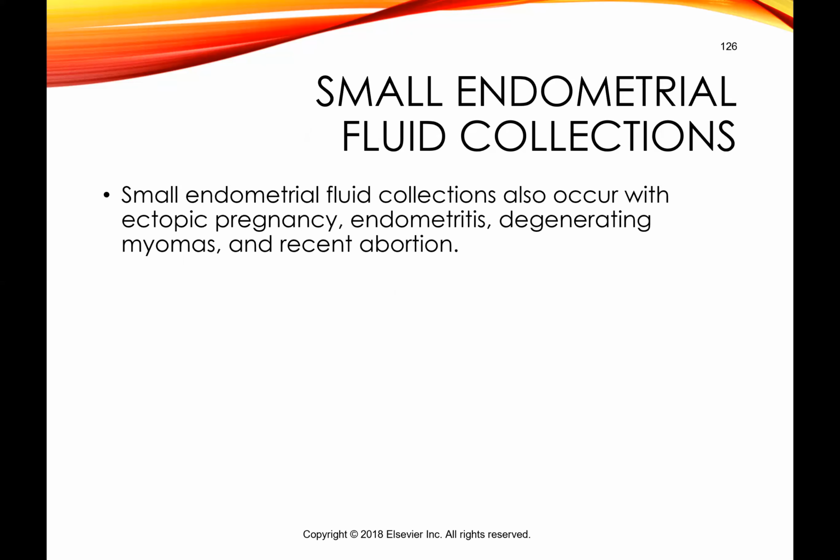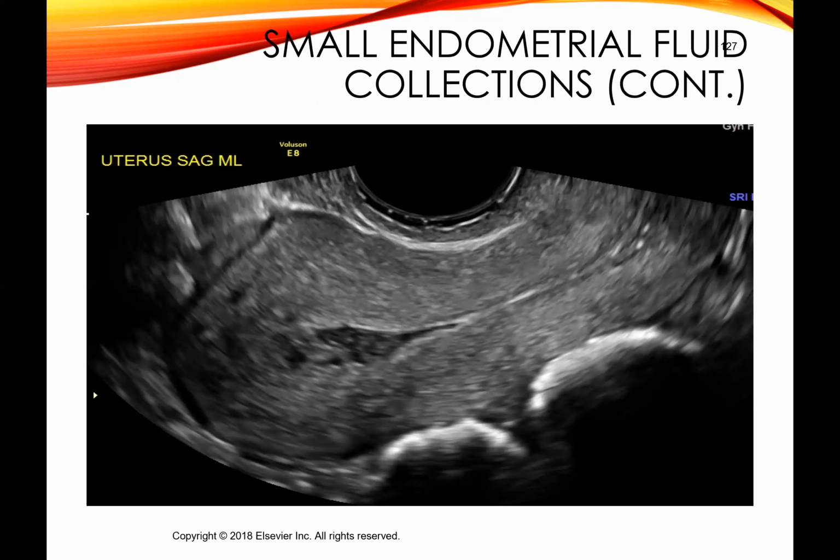Sometimes you can have a little bit of small endometrial fluid, and I've seen this quite a bit. Sometimes if a patient has just gotten done bleeding, they're going to have a little fluid in their endometrium. Other causes would be an ectopic pregnancy, endometritis, a degenerating myoma, or a recent abortion. So this is pretty normal to see. I see this quite a bit when patients are having abnormal bleeding. There's just some fluid, looks like a little bit of clot within the endometrial canal.